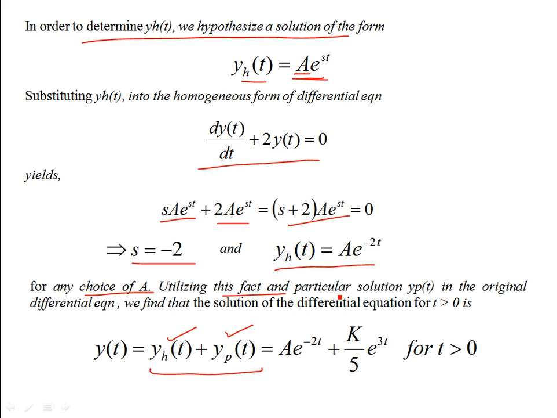So utilizing this fact and the particular solution in the original differential equation, we find a solution to the differential equation for t greater than 0. So this is the complete solution, although there are unknown constants. This A is the unknown constant, but it shouldn't be found out at this point in time. After you have written the complete solution, then you have to invoke some supplementary or additional information regarding the behavior of the system, to find these unknown constants.